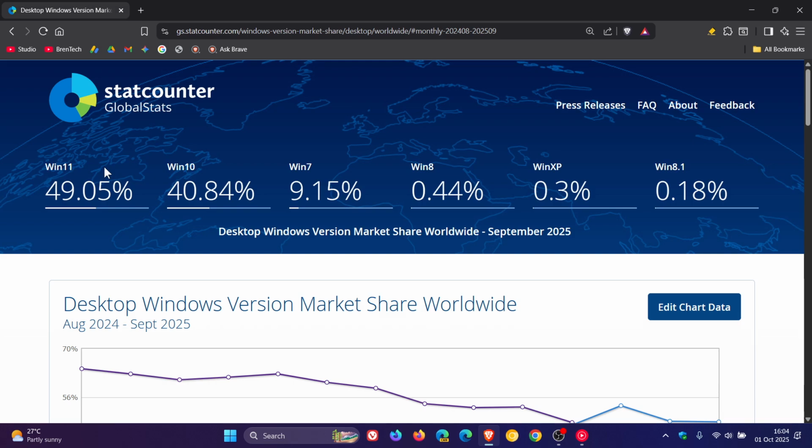It's basically stagnant, where in August it was 49.02% and is now on 49.05%. And it's going to be interesting to see if 25H2's annual update, which started rolling out yesterday, is going to affect the market share, maybe increase it a little bit. But nonetheless, Windows 11 really isn't moving. Windows 10 has decreased. Windows 7 has increased. So Windows 7 is going to be an interesting one to watch, especially after the end of support in a couple of days of Windows 10.